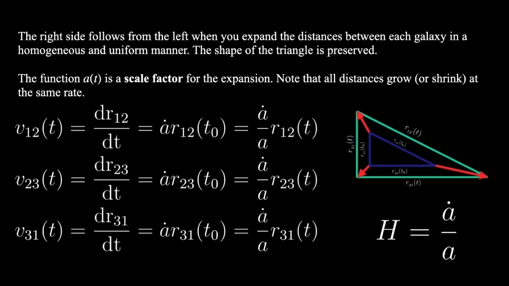It didn't matter which three galaxies we picked. It's just three random galaxies at three random locations. Just because I chose a right triangle doesn't mean anything. If I chose any three points inside of this, I would get exactly the same reaction.